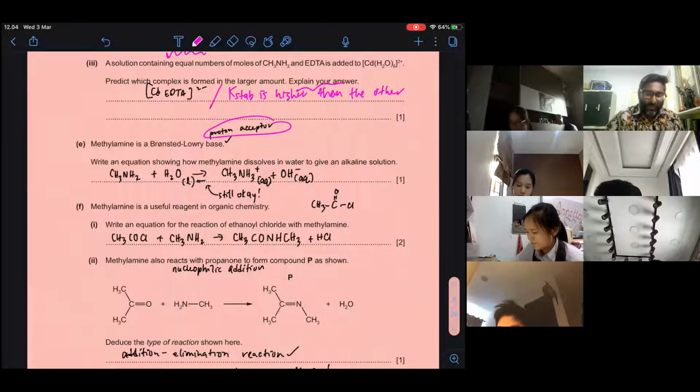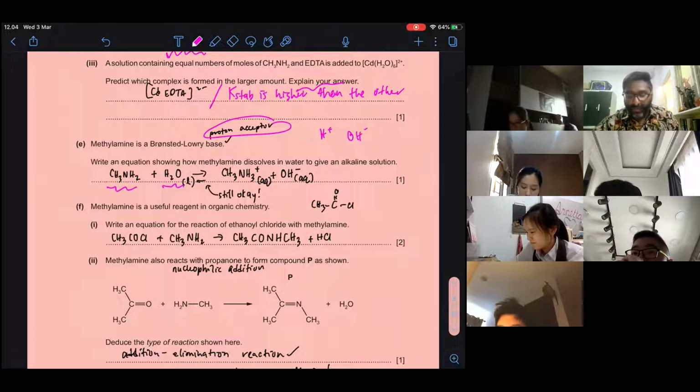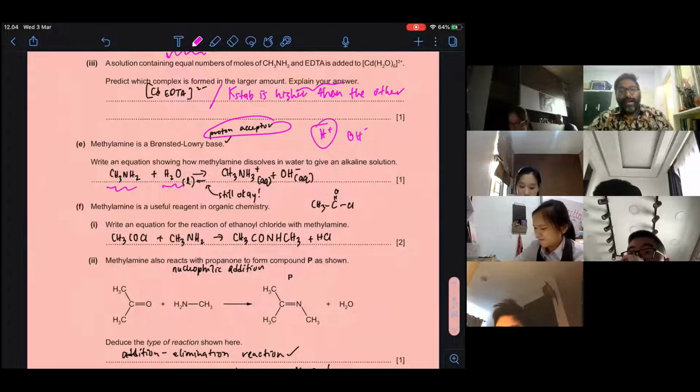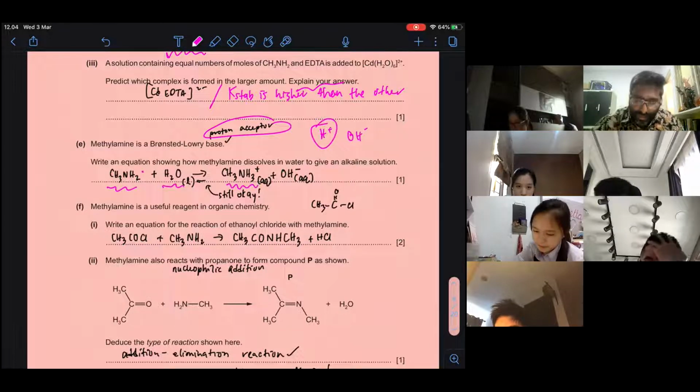So I just put this one, plus water. Water will have H+ and OH-. I was thinking that it's a proton acceptor, so this is the proton. H+ will go and join here. So you are going to get CH3NH3+, and then left with OH- to show that it's an alkaline solution.